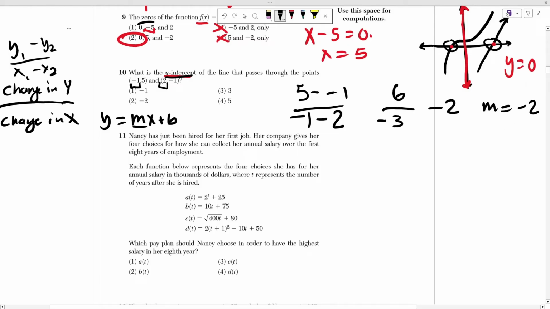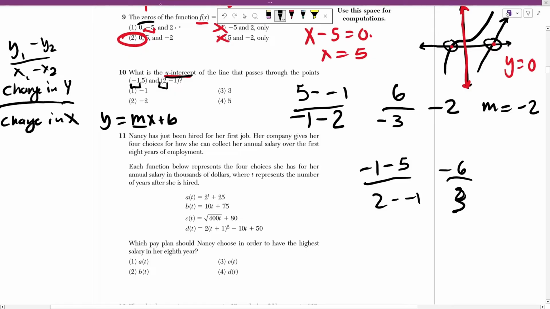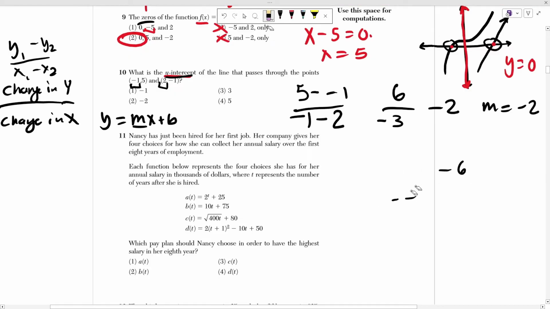And you could have done this the other way. You could have done y2 minus y1. If you did y2 minus y1, you get negative 1 minus 5 divided by 2 minus negative 1. You would get negative 6 over 3, which is equal to negative 2. So our slope is equal to negative 2.